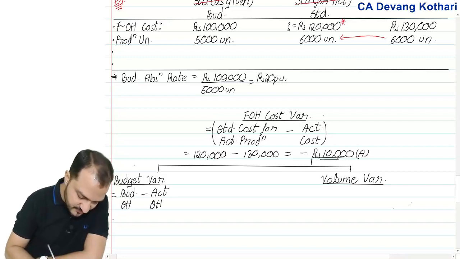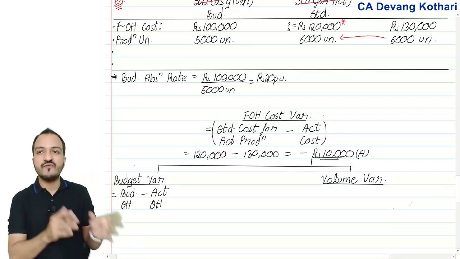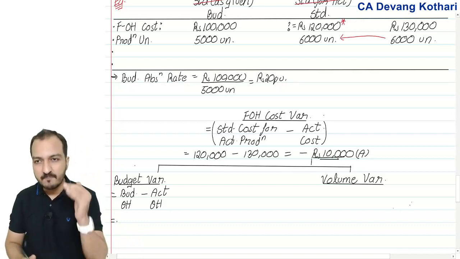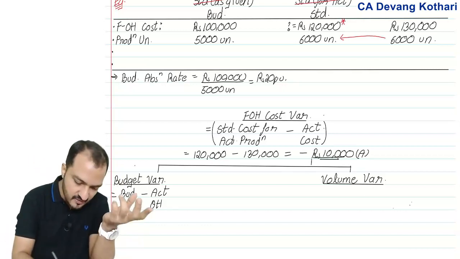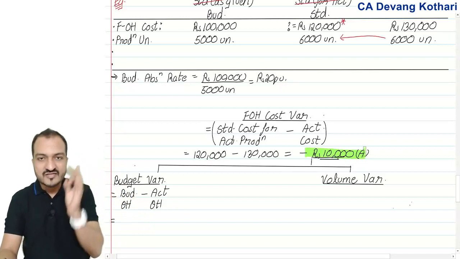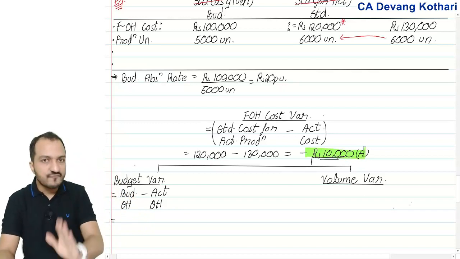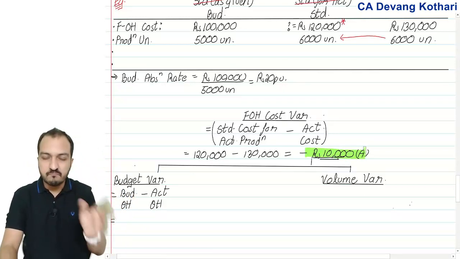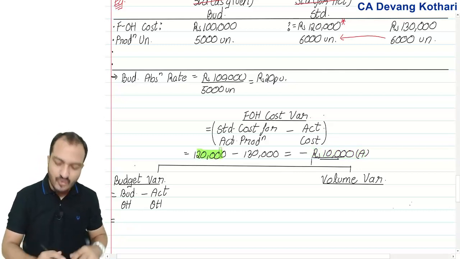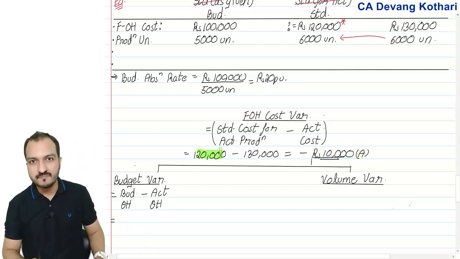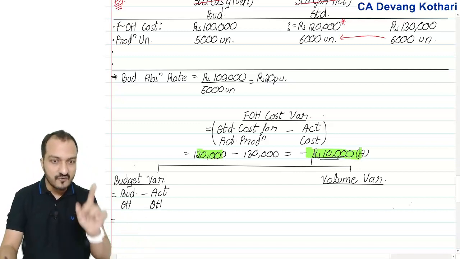Well, budget variance is pretty simple. It is budgeted overheads minus the actual overheads. Budget variance indicates that only 10,000 extra cost is affecting my profit, because 1,20,000 you have already debited in the P&L. So now only 10,000 will affect my P&L.